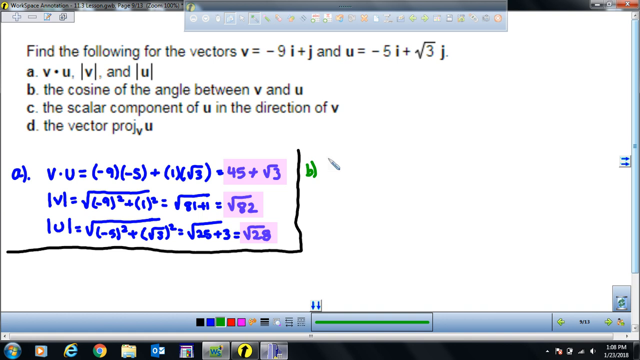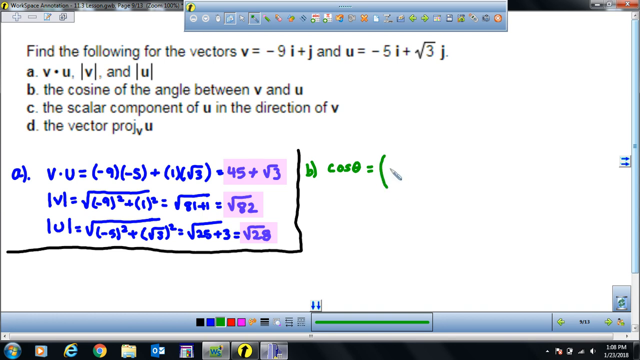Now we're going to find the angle between v and u. I don't know if it wants just the cosine of the angle or the actual angle. I'm just going to go all the way to the angle. But I'm assuming that all it wants is the cosine of the angle, not the angle itself. But I'm going to do both, the cosine of the angle and then find the angle.